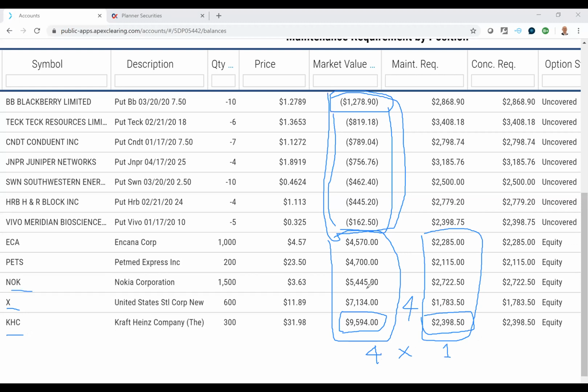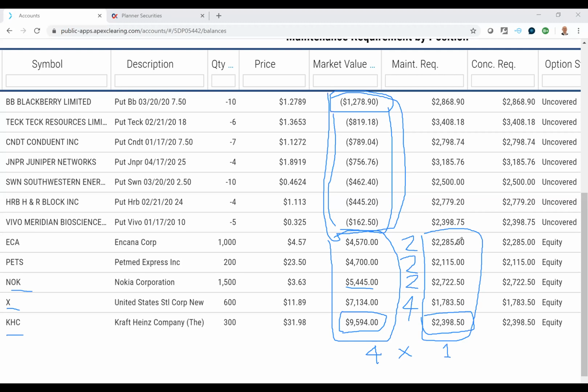Nokia, you can see here it's 2-to-1. 5,400 is 2 times 2,700. Same with Pets, it's approximately 2-to-1. It's a little bit greater than 2-to-1. And the same here with ECA, a little bit greater than 2-to-1.